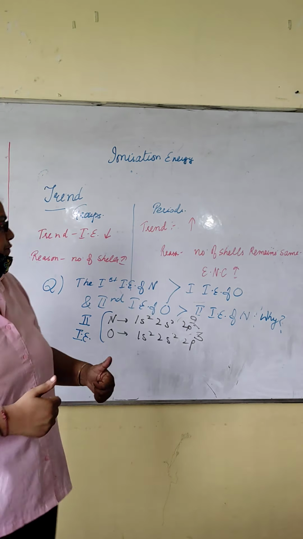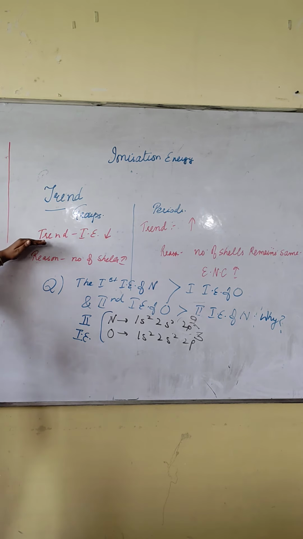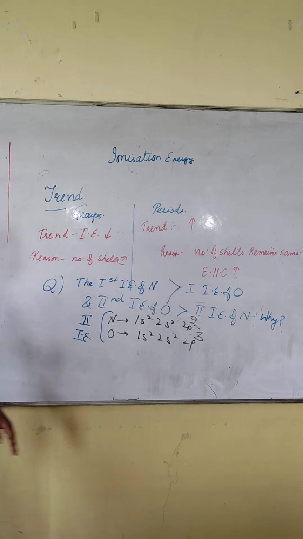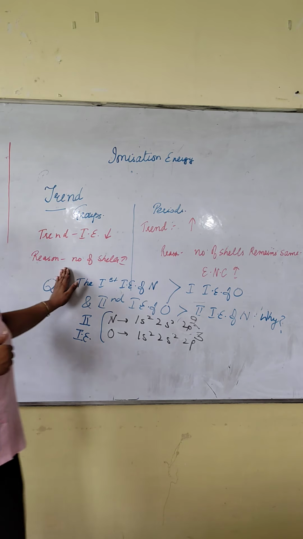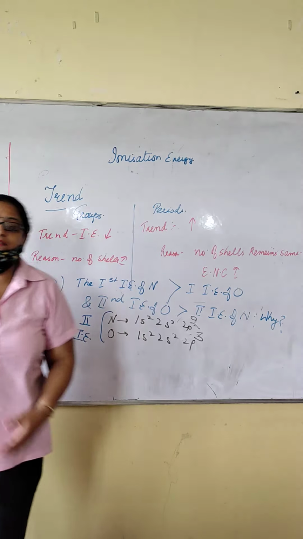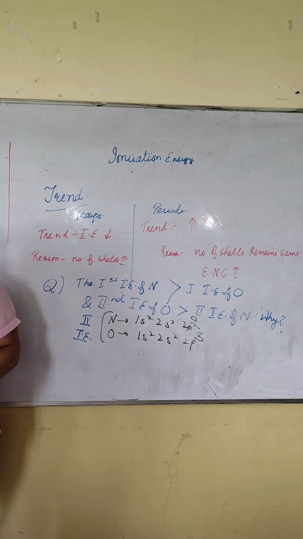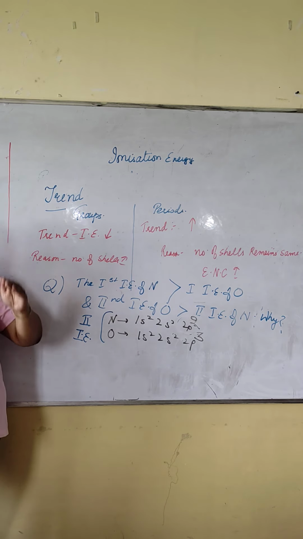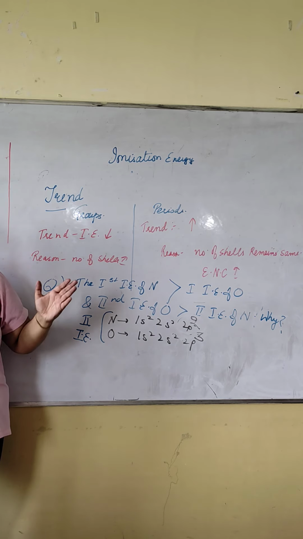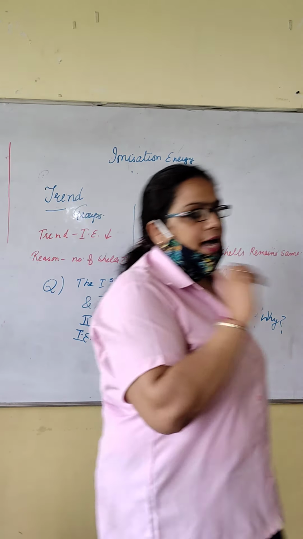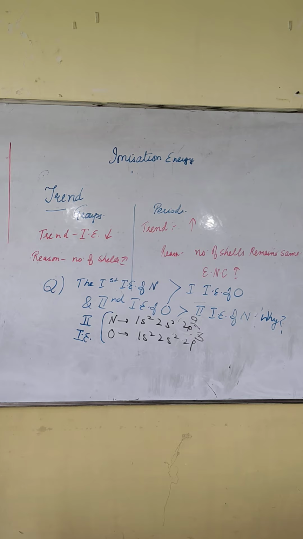Now the trend of ionization energy: along the groups it decreases and along the periods it increases. Reason: the number of shells increases in this case and the number of shells remains the same in the other. That's why metals are very reactive, because along the groups their size increases and they can easily lose their electrons. So that's why they are reactive in nature. I hope everything is clear to you all. Thank you.